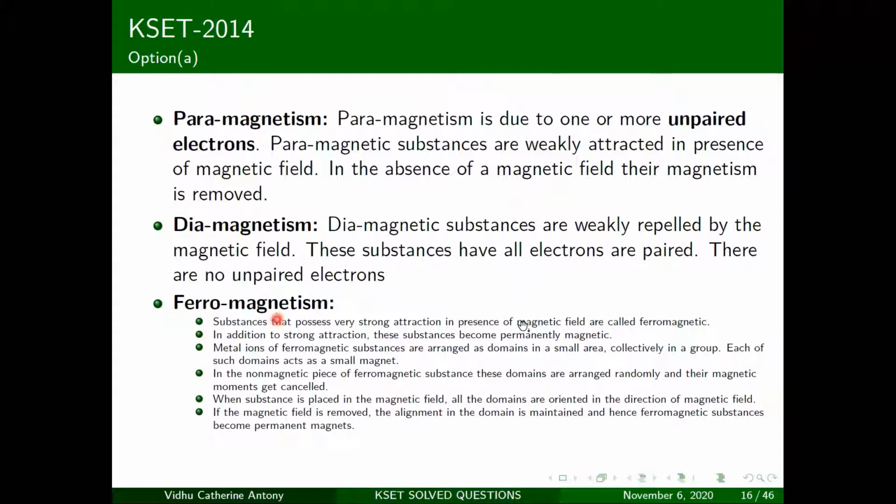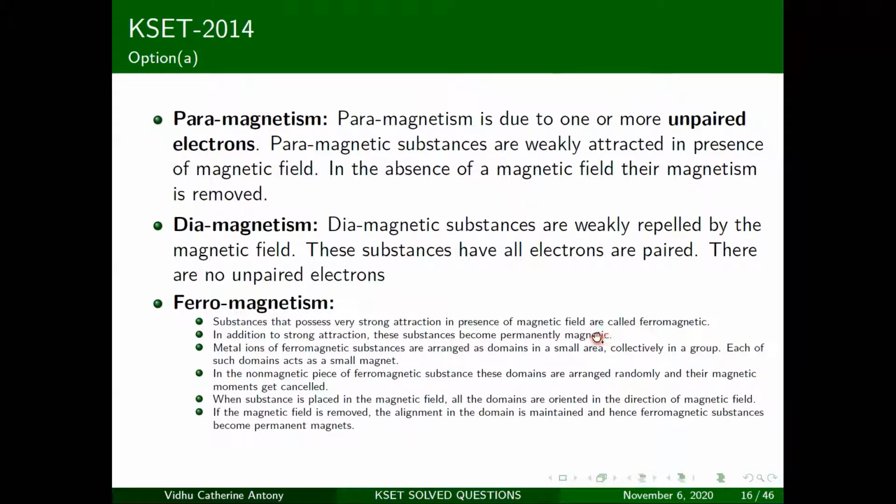Now, what about your ferromagnetic material? Ferromagnetic material is basically magnets. So the first thing that you should think about is magnets. Substances that possess very strong attraction in the presence of your magnetic field are called ferromagnetic. In addition to strong attraction, these substances become permanently magnetic.